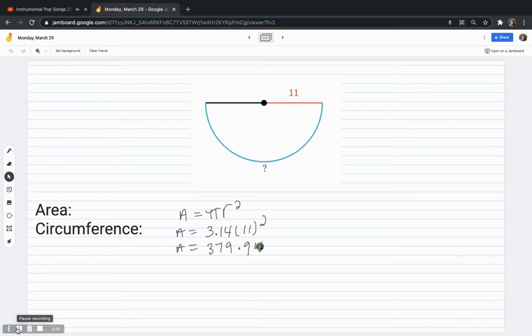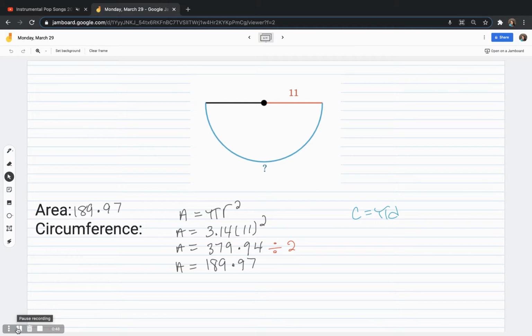379.94. And since I only want the area of half of a circle, I'm going to take that answer I got, because that's the area of a full circle, and I'm going to divide it by 2 to get half. And that's going to give us an area of 189.97.